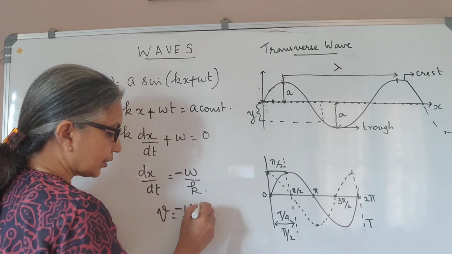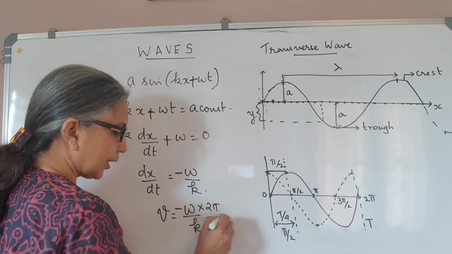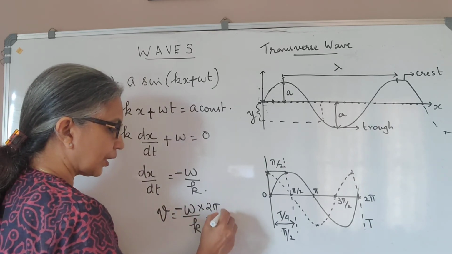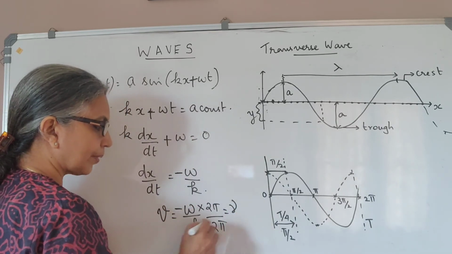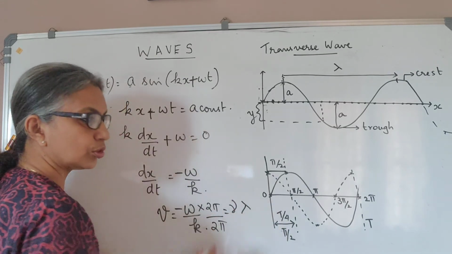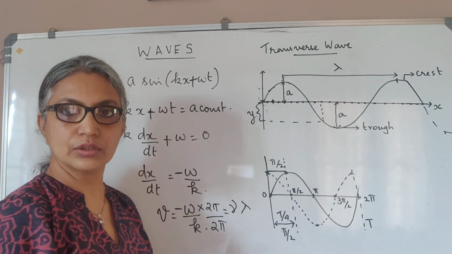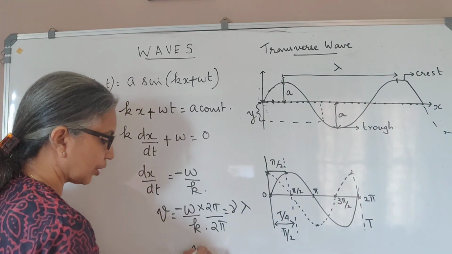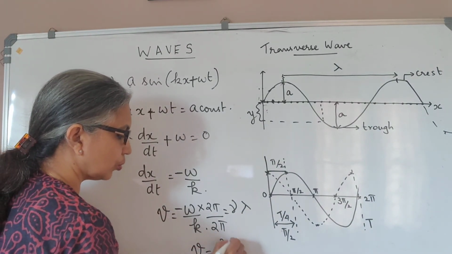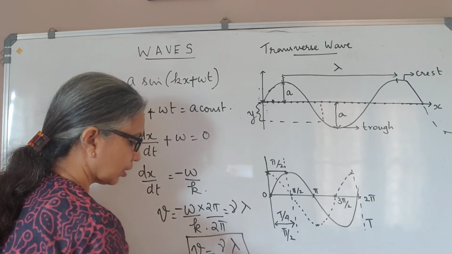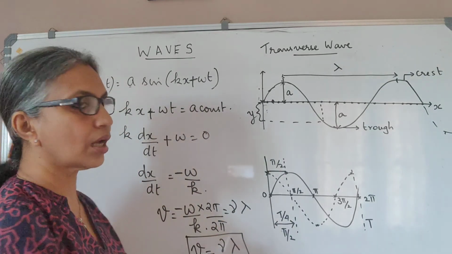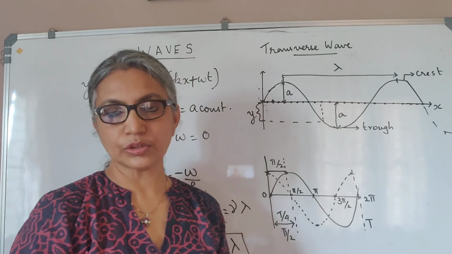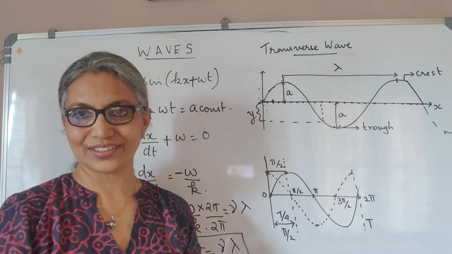Now I may multiply this by 2 pi and divide by 2 pi. You know that omega by 2 pi is nu and 2 pi by k is lambda. I just told you that k is 2 pi by lambda. So I replace 2 pi by k as lambda, and we have our equation v equal to nu lambda. So this is how you would represent a traveling wave. We will continue our discussion in the next session. Thank you.